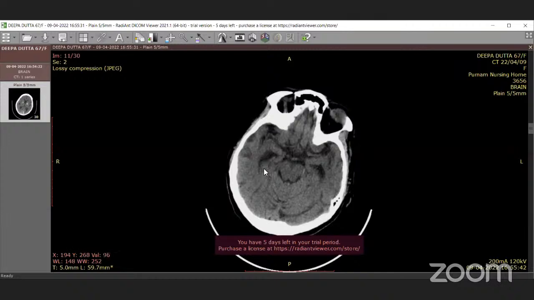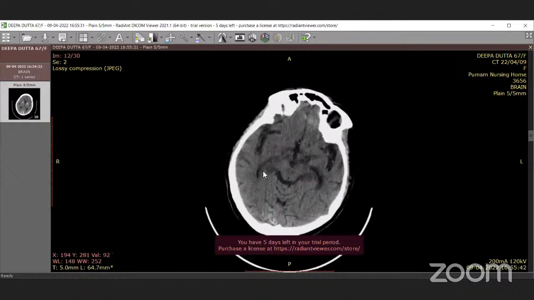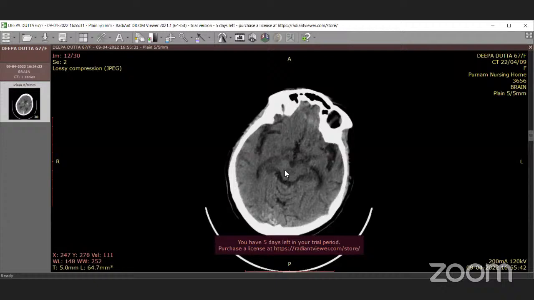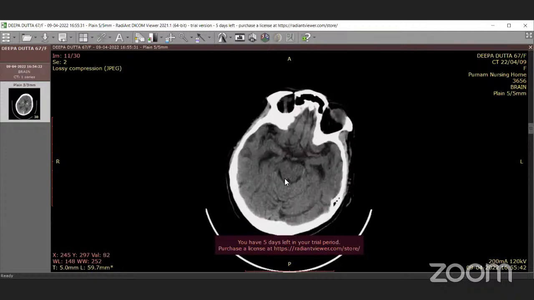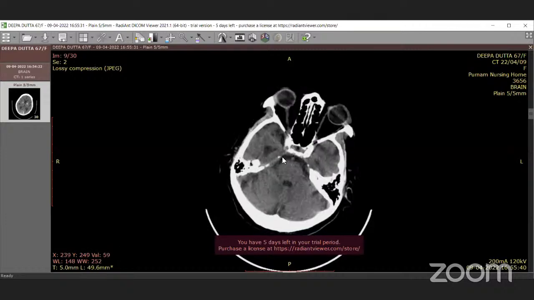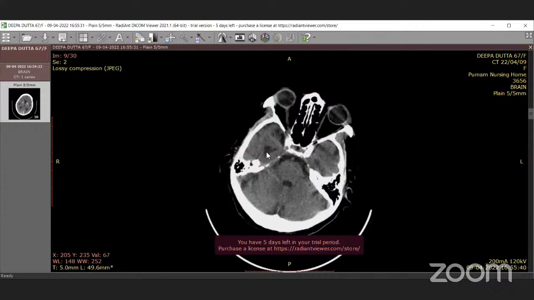So at this level, this is the hippocampus, along the medial margin of the extension of the atrium to the temporal horn. Just at the level of the midbrain, this is the midbrain, inferior level of the inferior colliculus. You can see the upper margin of the parahippocampal gyrus, which finishes off at the level of the midbrain, and then inferiorly again, you can see it is at the level of the temporal horn of the lateral ventricle.